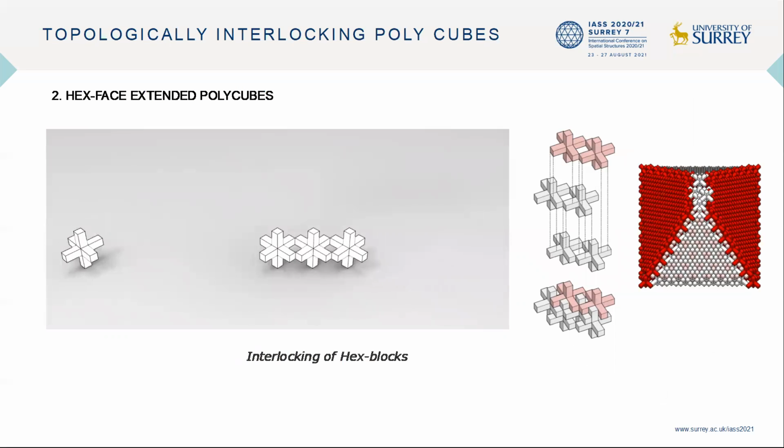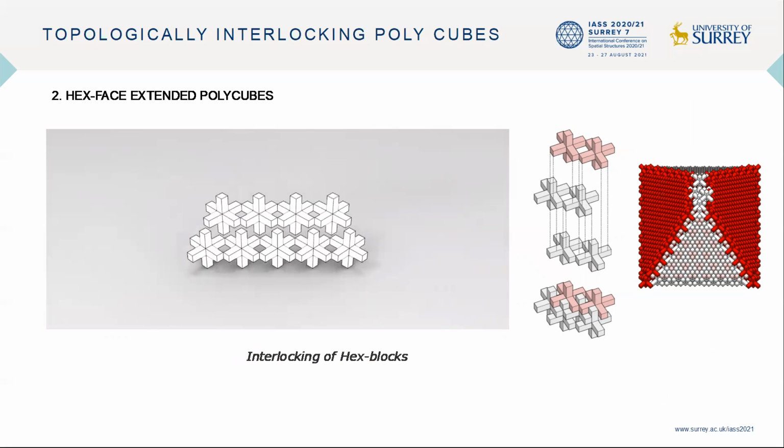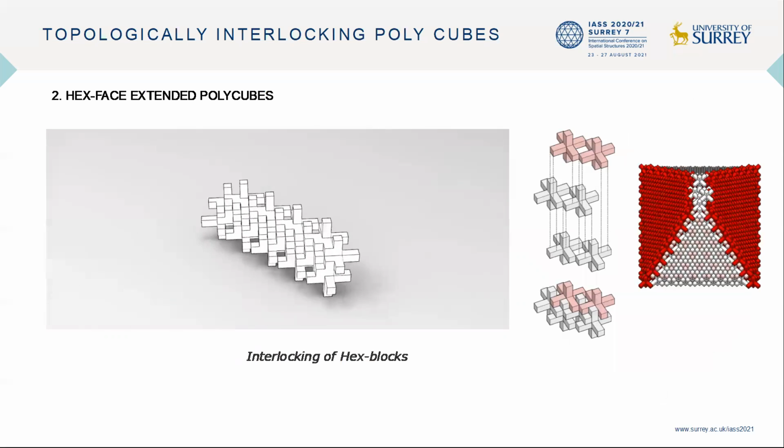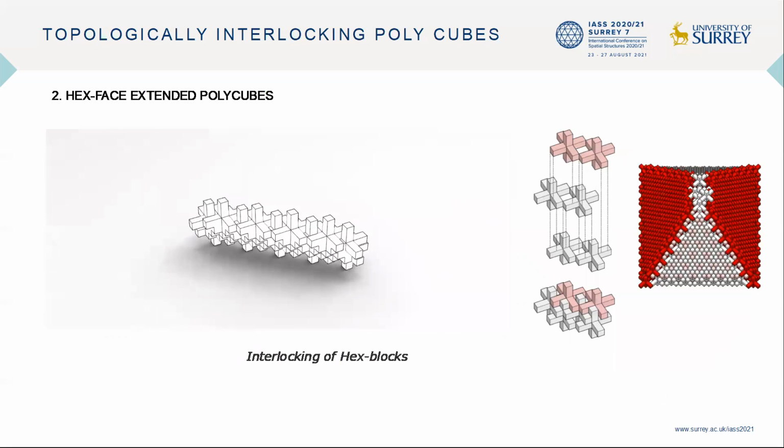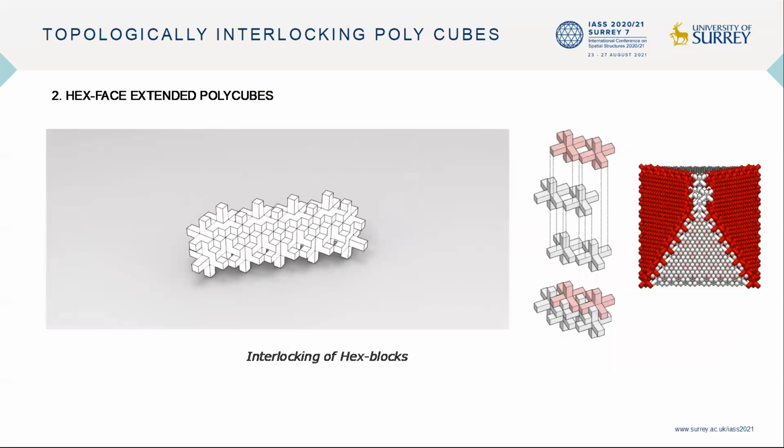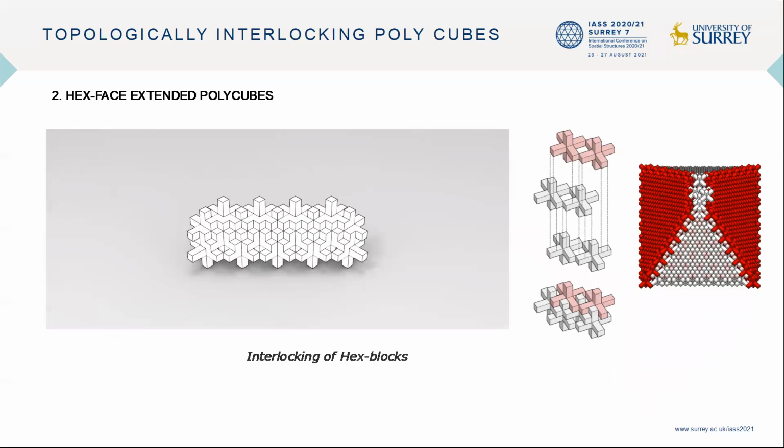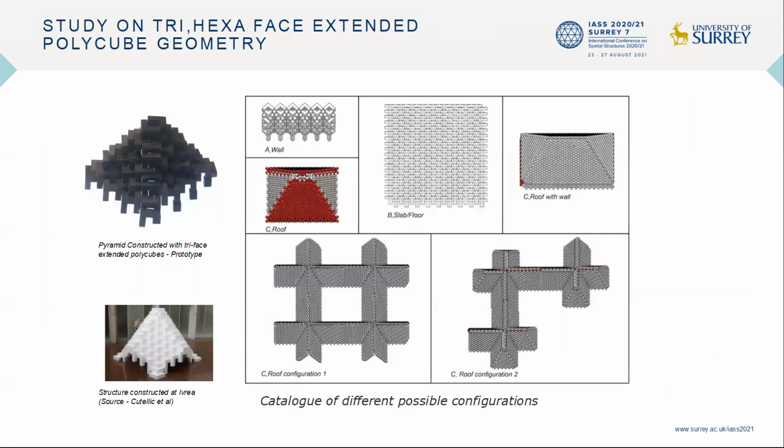The hex-phase extended geometry is the same as tri-blocks, but it has a double interlocking effect. The animation just showed how the assembly works. Later, we explored many possible aggregations using these mentioned geometries, and we managed to build a wall, floor, slab, and a roof, and other possible configurations, as explained in the figure.